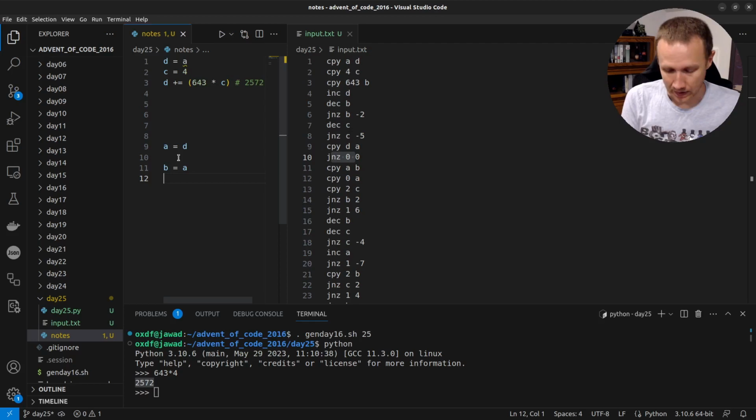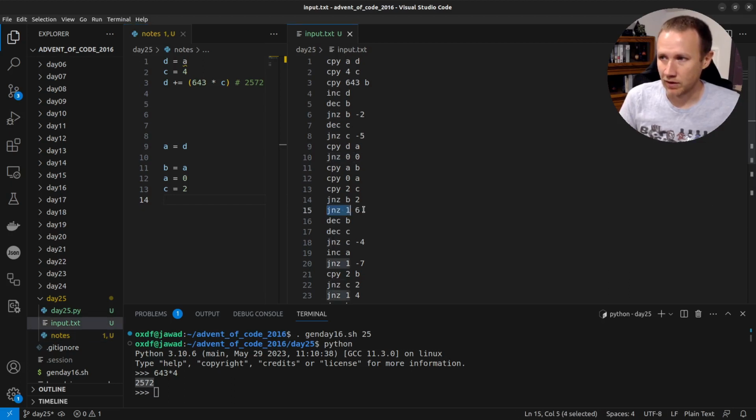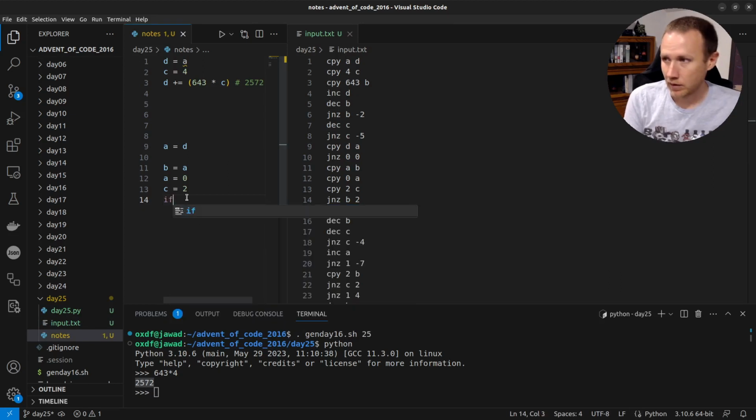Copy 0 into A equals 0. The next one is going to be copy 2 into C, so C equals 2. Now, jump non-zero if B down to is 2. Basically what this is saying is if B is 0, do this thing. So I'm going to combine those two lines. So B equals 0, and then this one's going to go to 15 plus 6 is 21.